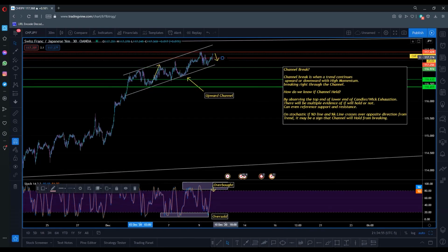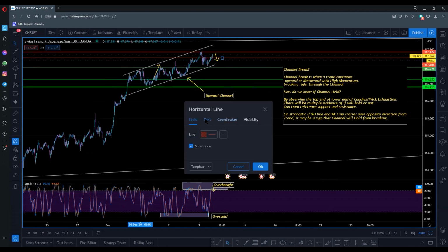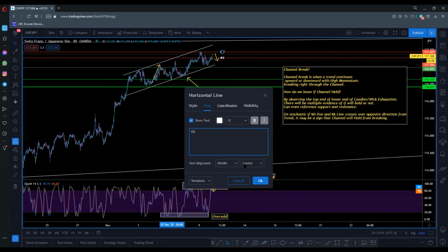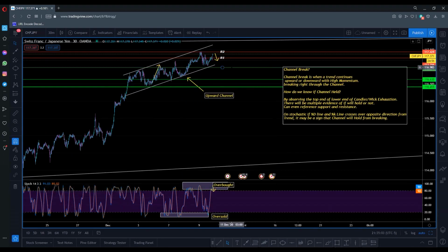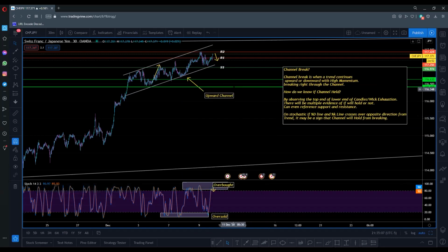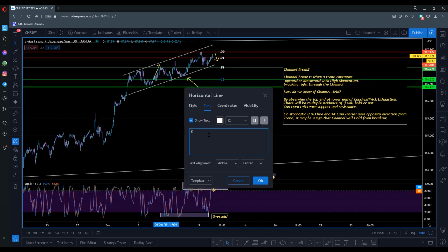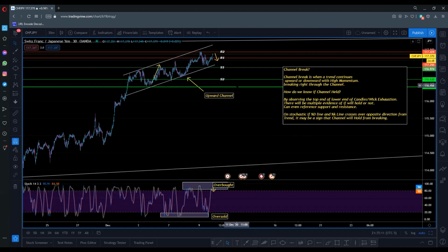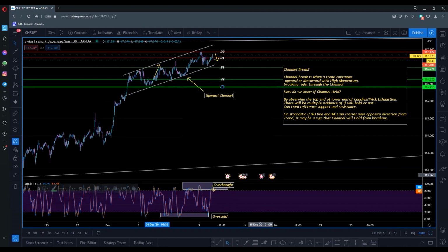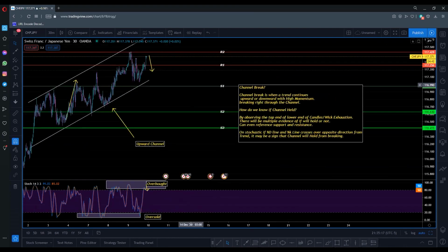Right now we're approaching R2. I'm gonna label it for educational reasons. You guys should definitely get used to labeling all these, just because it's easier for you to reference it for yourself, especially during the learning process, right?